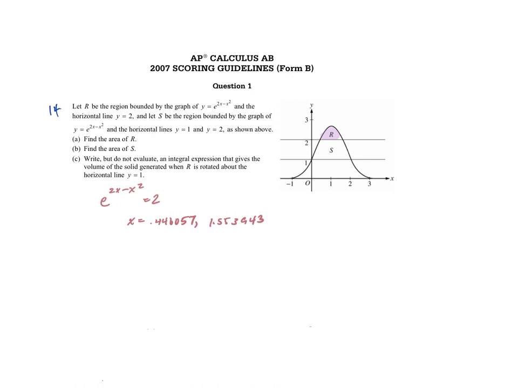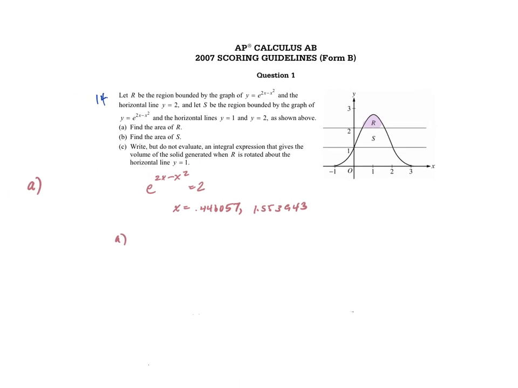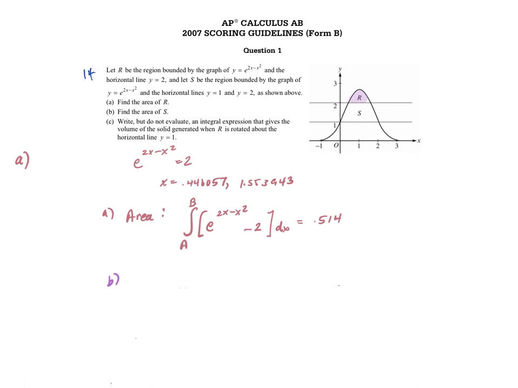So I'm going to integrate here for A. We're going to go upper minus lower, and we're going to go from the two values that I just found. So from a to b, and then the upper curve minus the lower curve. So e^(2x minus x squared) minus 2 dx, and that's going to give me the area. Okay, so it's 0.514.